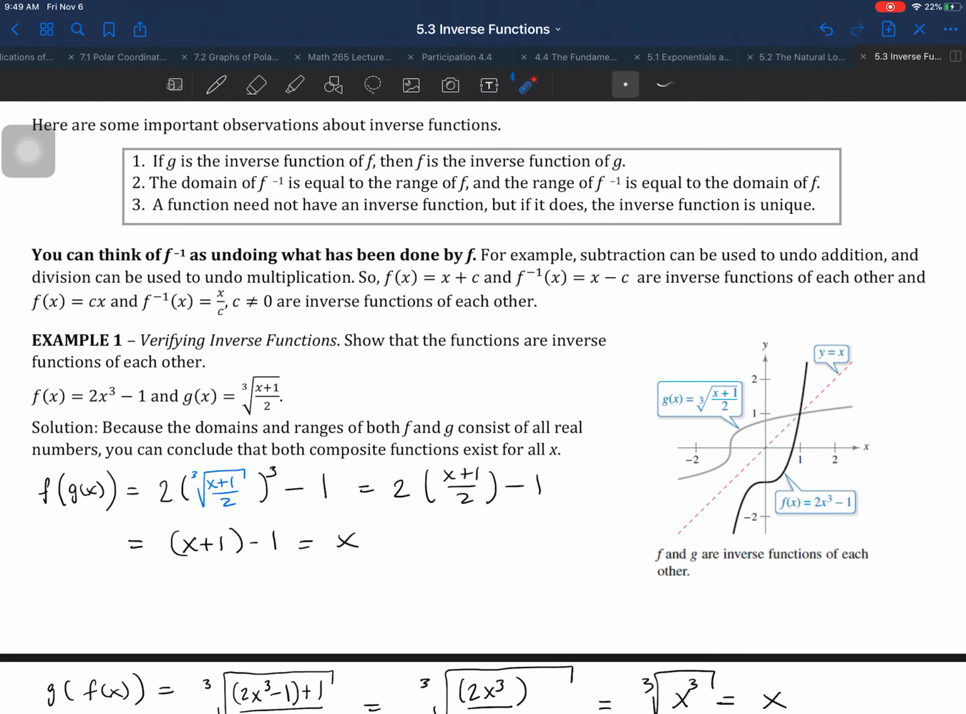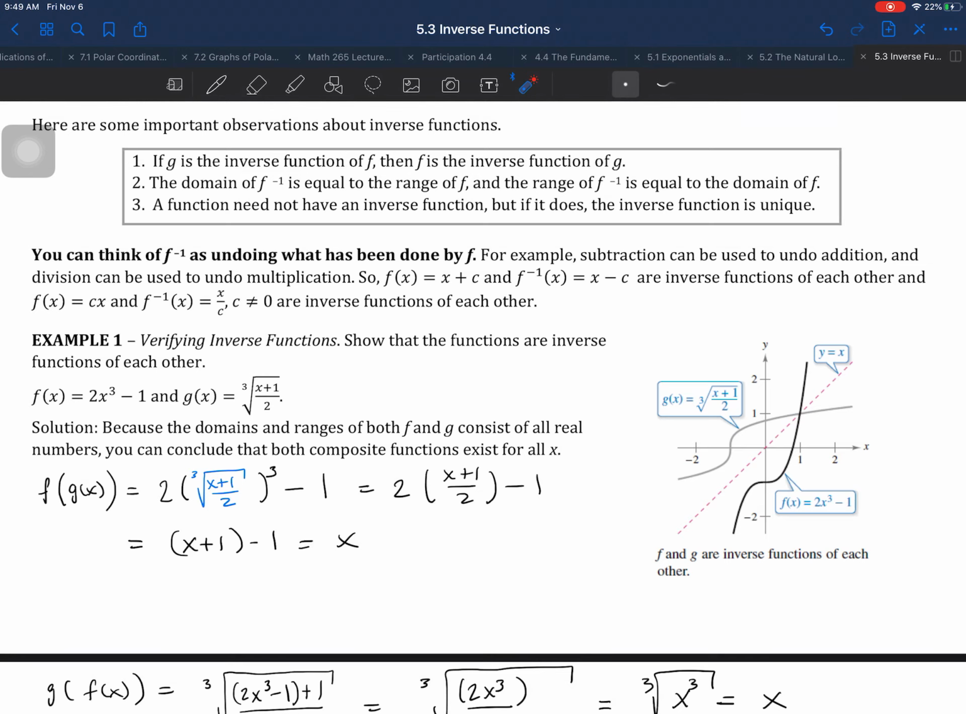So what we're saying is, just because you're a function, it doesn't mean you have to have an inverse function, as we're going to see in some cases. Now, if the function does have an inverse function, we're going to say that function is unique, meaning that there's no function that has two different inverse functions.